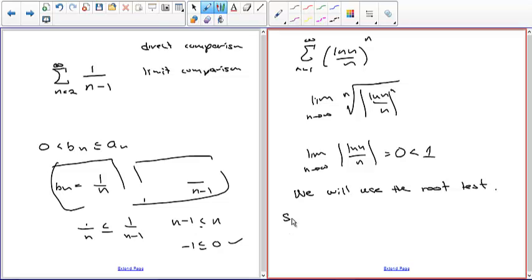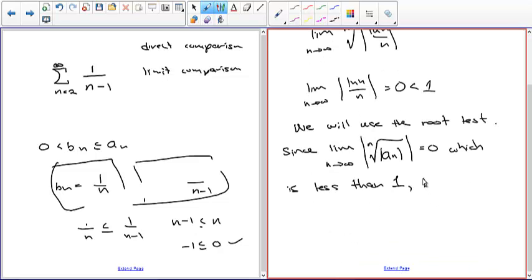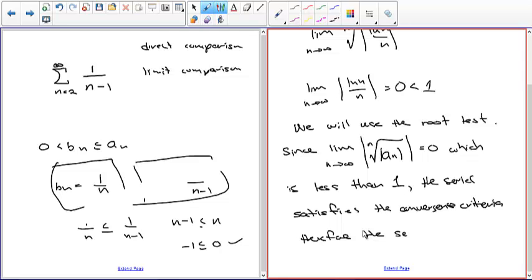We could then say, since the limit as n goes to infinity of the nth root of the absolute value of a sub n is equal to 0, which is less than 1, the series satisfies the convergence criteria, therefore the series converges. Okay, so that was a lot shorter.